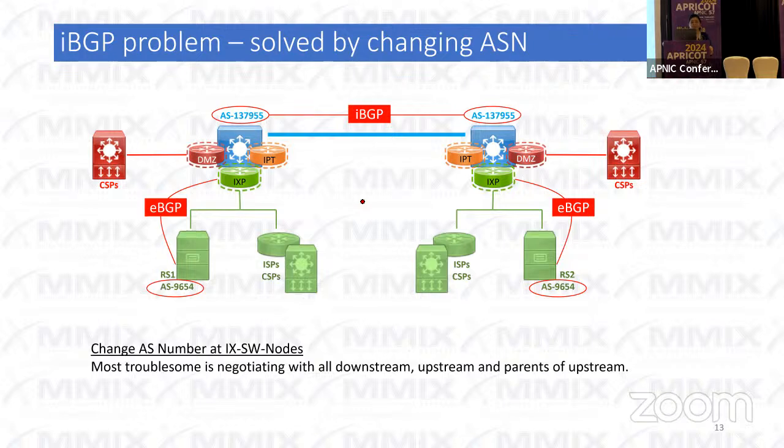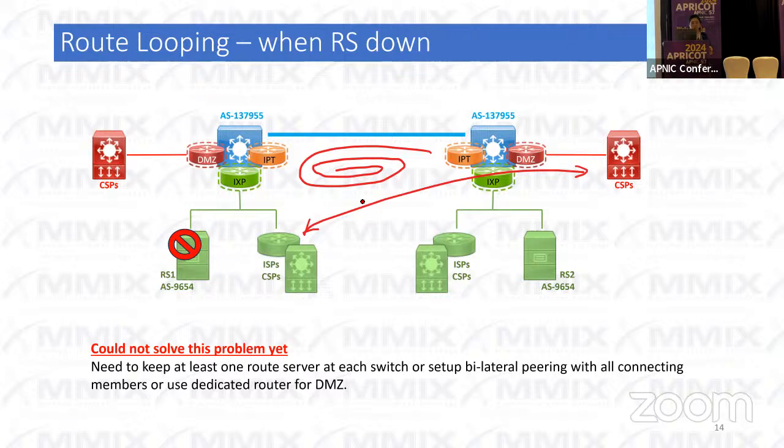It's very easy to say changing to eBGP, but in reality, I have to negotiate with all the downstream, all the upstream, and the rest of the upstream for changing this AS number. So it took more than one month for these changes. So after we made this change, I noticed another problem.